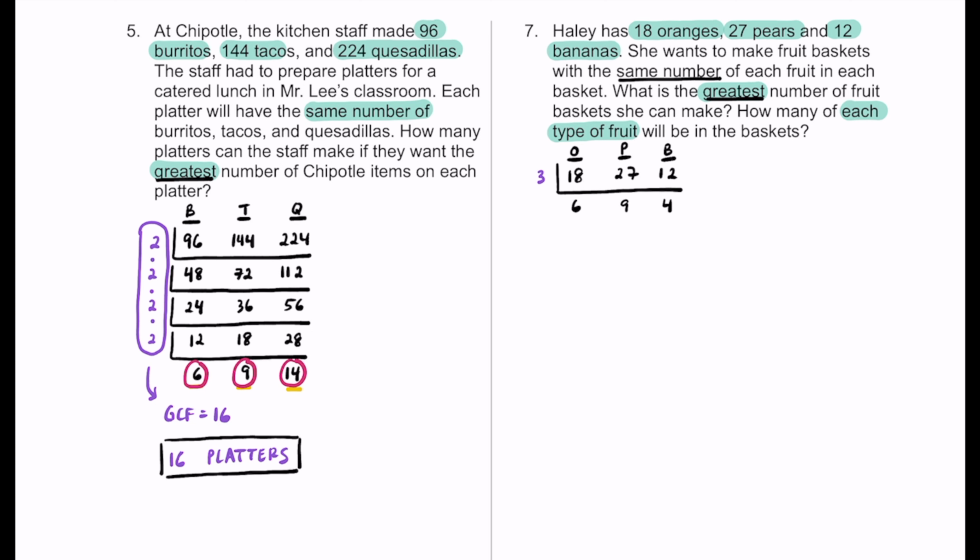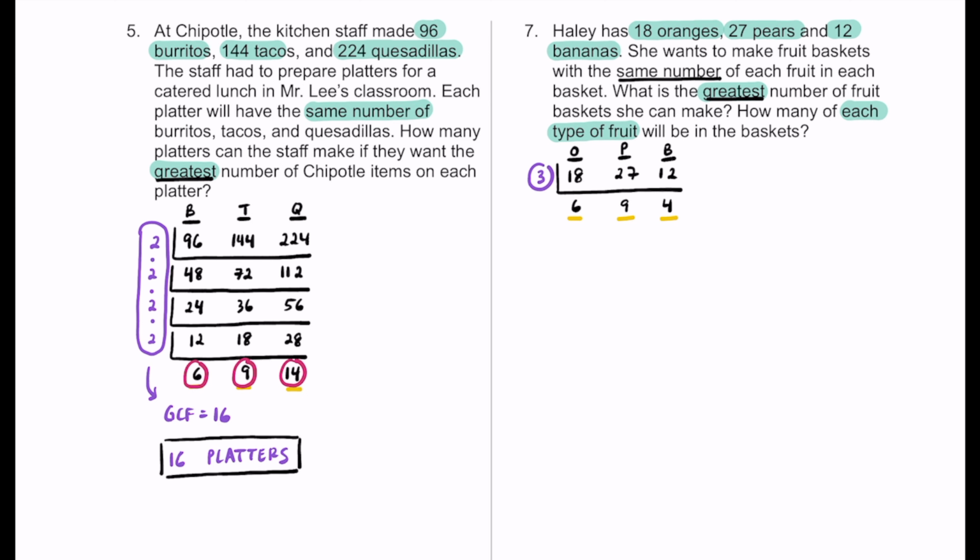And looking at the 6, 9, and 12, I don't think they have a common factor besides 1. 6 has 2 and 3, and 9 has 3 and 3, so they both have 3s, but 4 doesn't. 4 breaks into 2 and 2, so that one has something in common with the 6, but not the 9. So we can't go anymore.